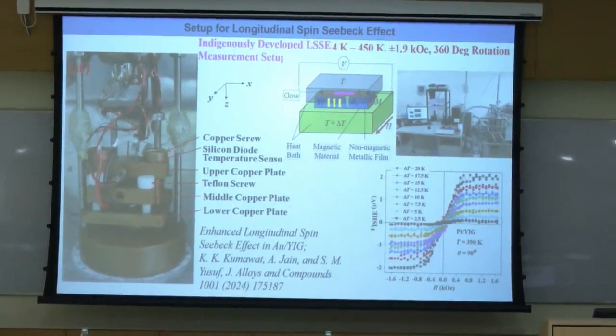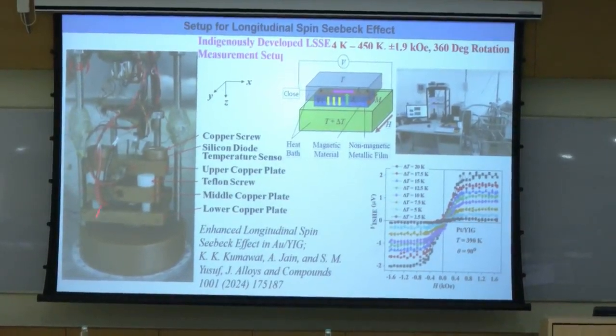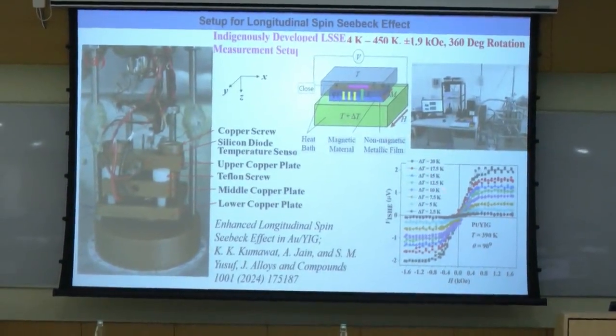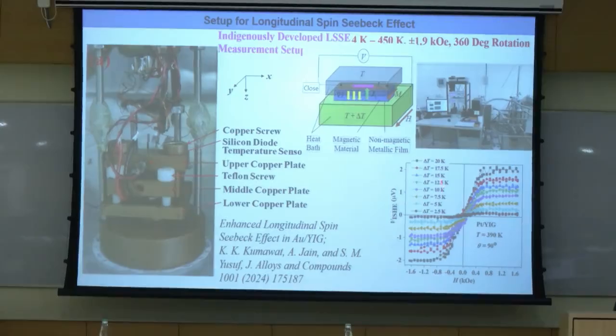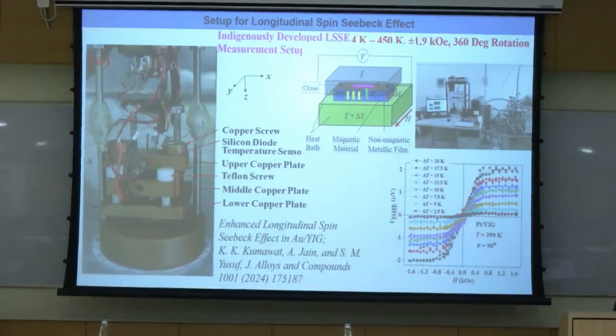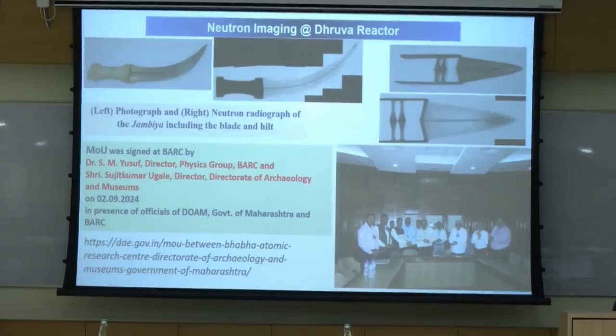You can measure the spin Seebeck effect out of this spin. So when you maintain the temperature gradient, either delta T of different values, you measure the spin Hall effect. That is what our in-house developed facility does, and this is what we have measured on yttrium iron garnet deposited on platinum, and you see beautiful results.